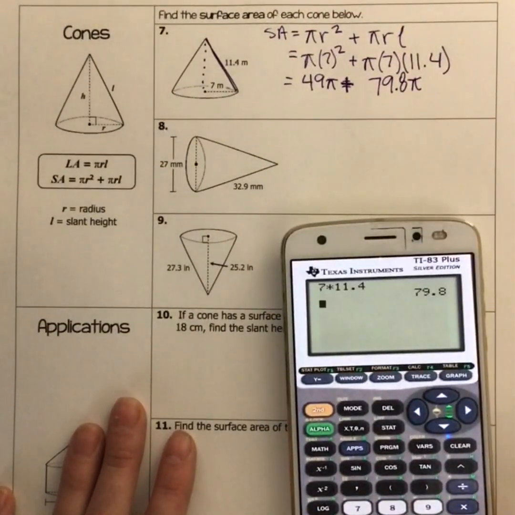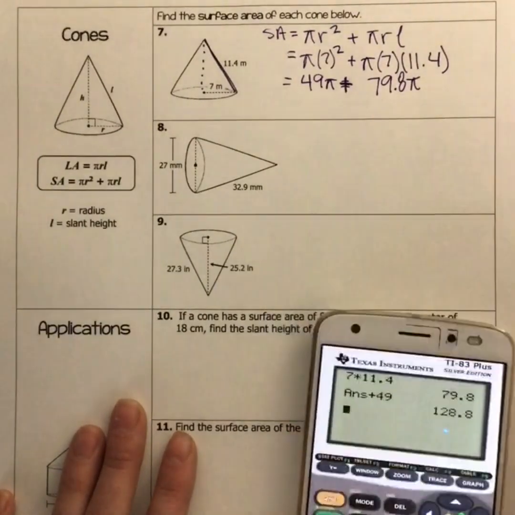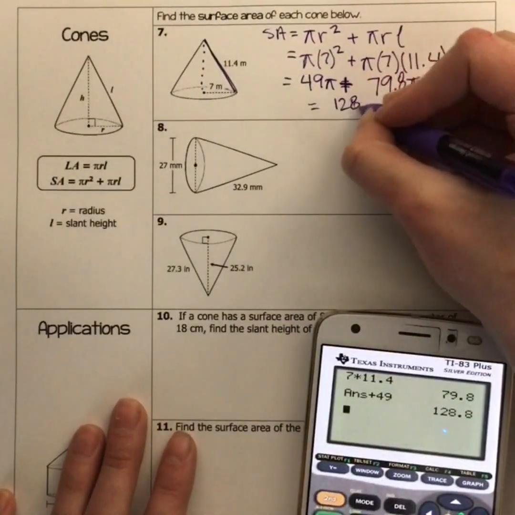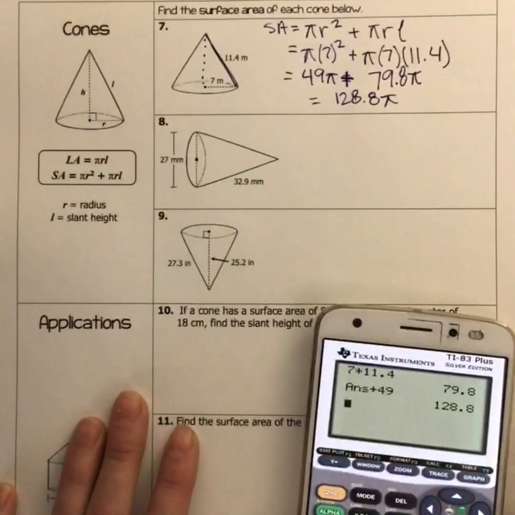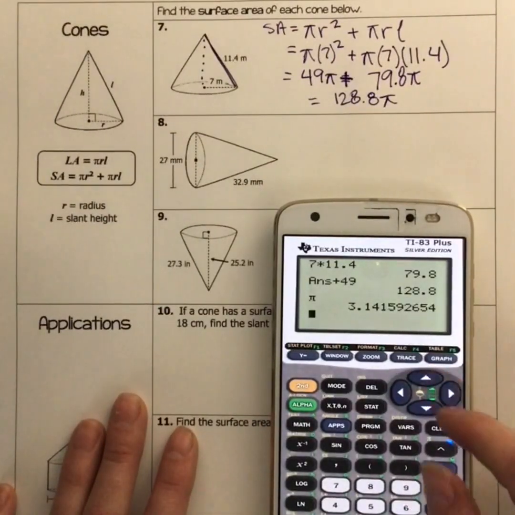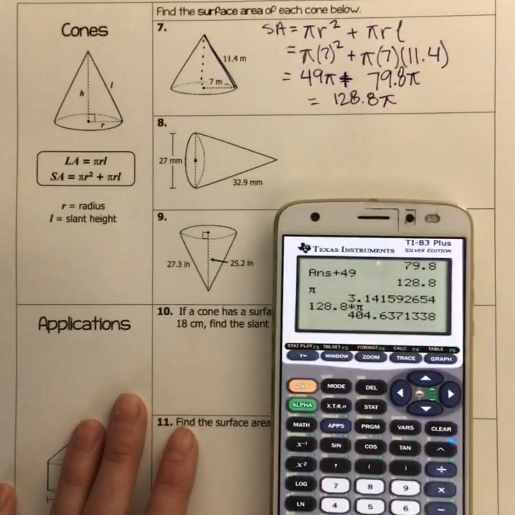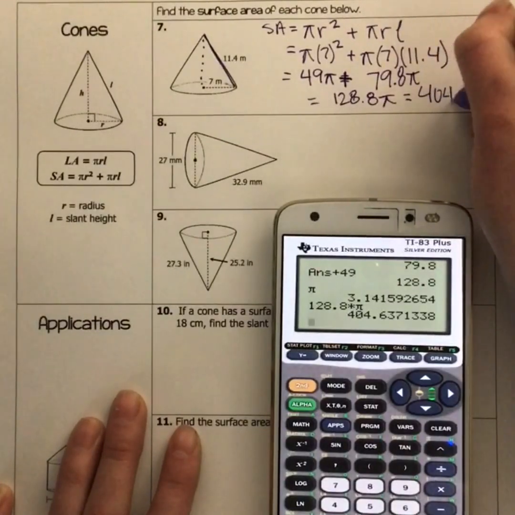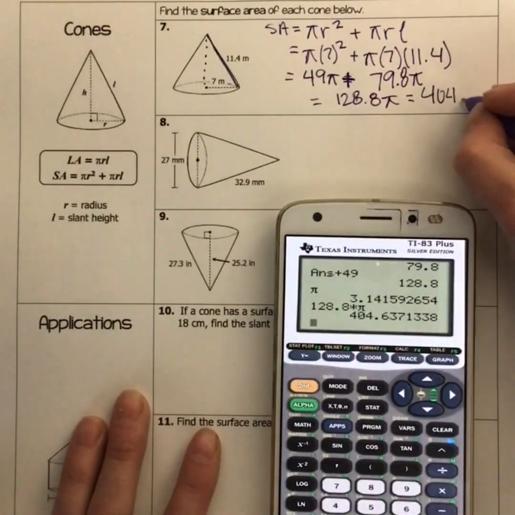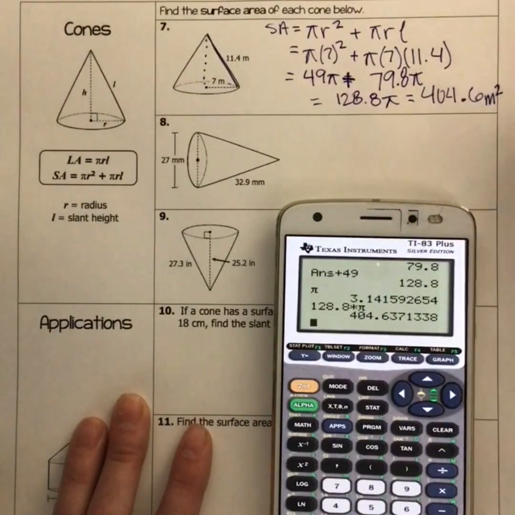I can add those two together to give me 128.8 pi. But I want this to be the exact decimal, so I'm going to go ahead and multiply that by pi. Oops. I'll take 128.8 multiplied by pi. And I get 404.637, so that would round up to 404.6. Remember, our surface area, just like area, is our units squared, so this would be meters squared.